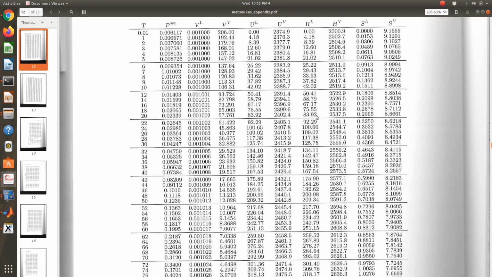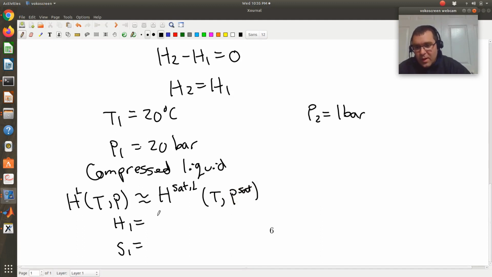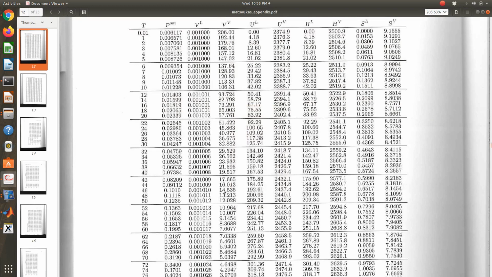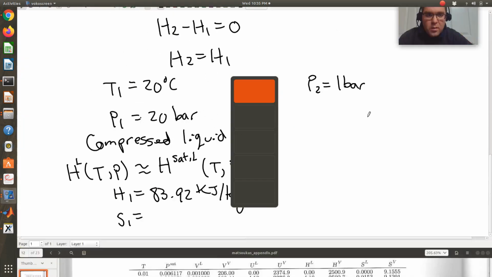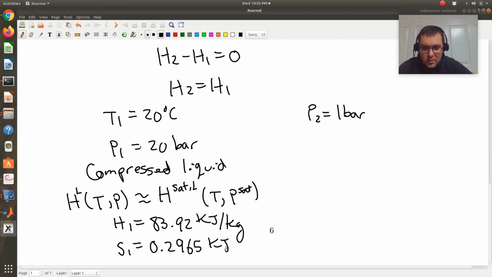So we'd find the enthalpy of the liquid is 83.92. So H1 is 83.92 kilojoules per kilogram. And then S1 is 0.2965 kilojoules per kilogram Kelvin.